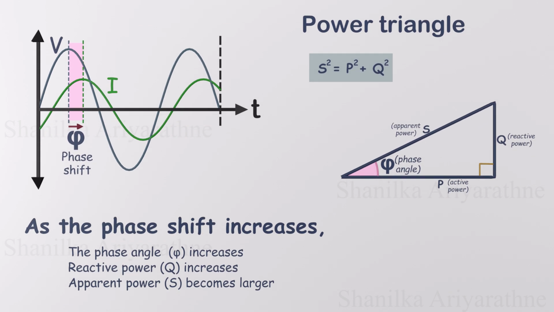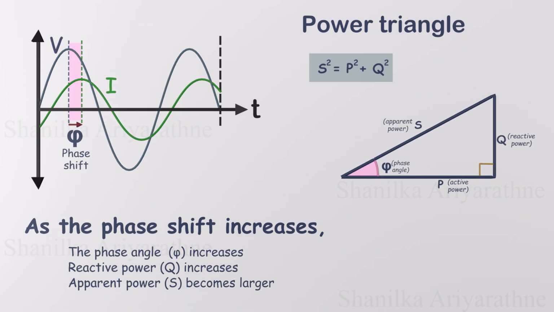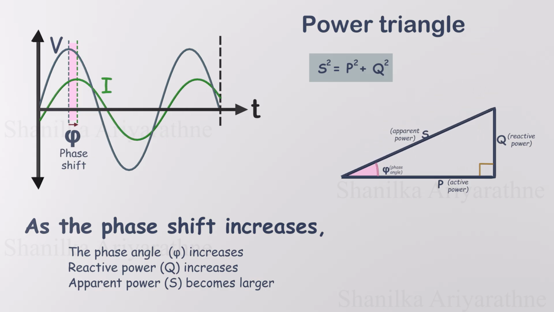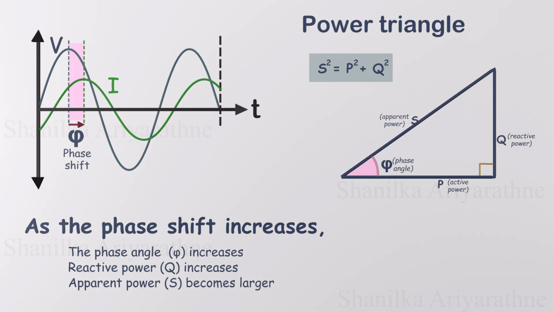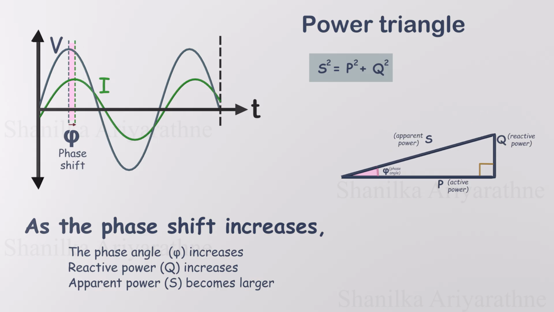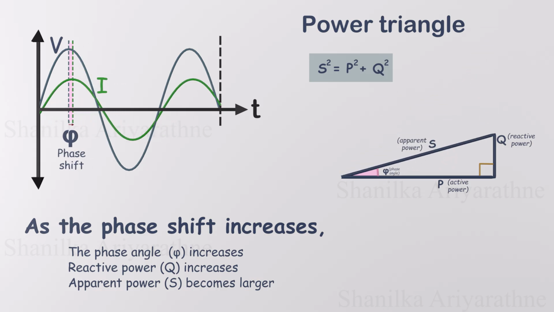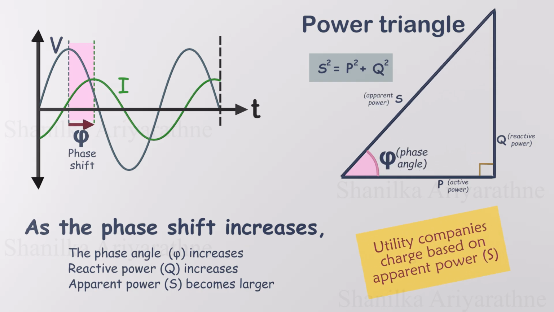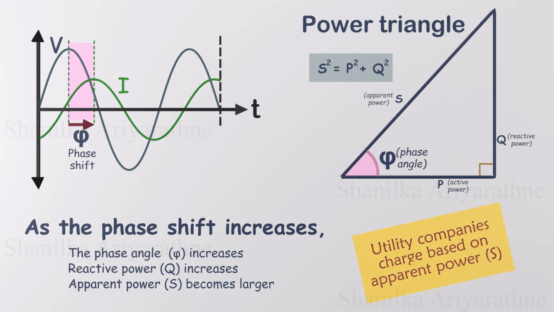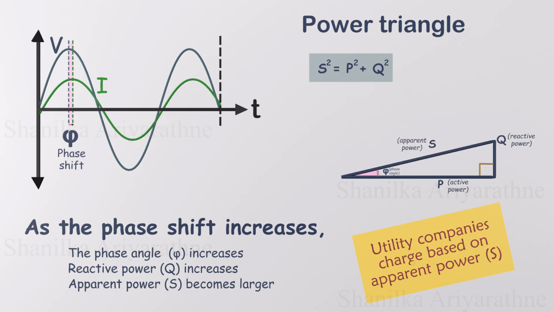This angle shows us how much the current wave is shifted from the voltage wave in our circuit. As the phase shift increases, the power triangle shows us an important relationship. The phase angle increases, causing the reactive power to increase, which in turn makes the apparent power larger while the active power remains the same. Since utility companies charge based on apparent power, a larger phase angle means higher electricity bills, even though the active power remains the same. This is why industries strive to minimize reactive power in their systems through power factor correction.